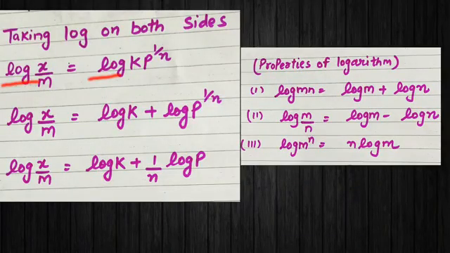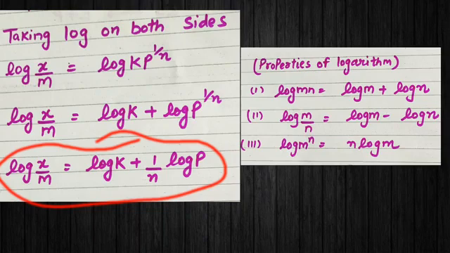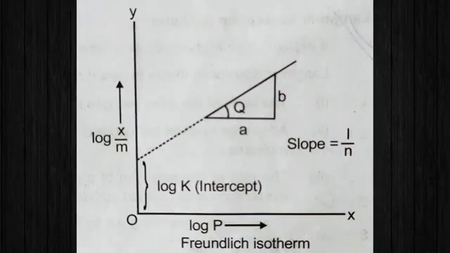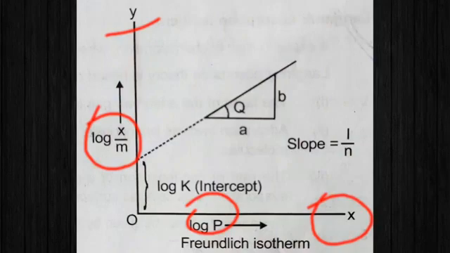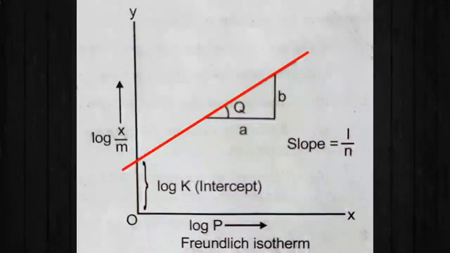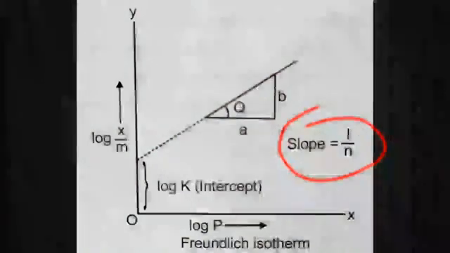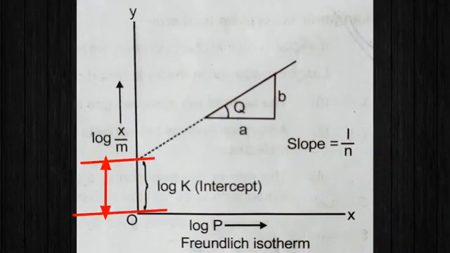Students, when we take logarithm on both sides of this equation, the equation would be: log x upon m is equal to log k plus 1 by n log p. One very interesting thing is the validity of Freundlich isotherm can be verified. How? It can be verified by plotting log x by m on y-axis and log p on x-axis. And students, if it comes to be a straight line, the Freundlich isotherm is valid, otherwise not. And the slope of the straight line gives a value of 1 by n. And the intercept on y-axis gives a value of log k.